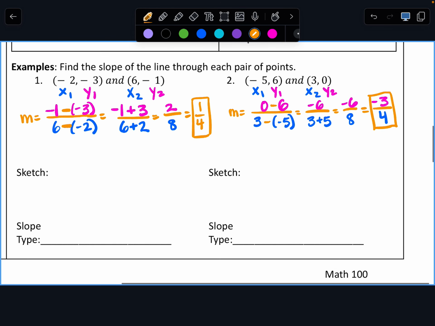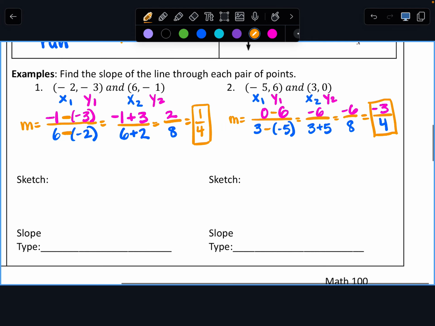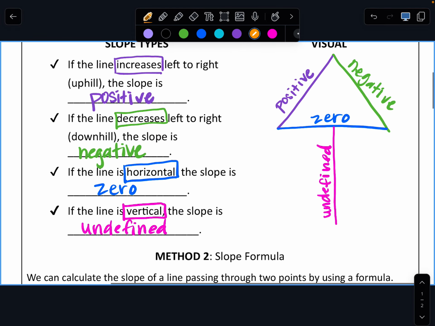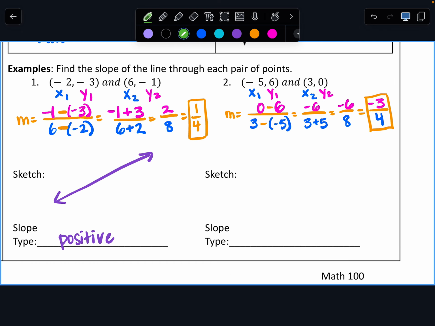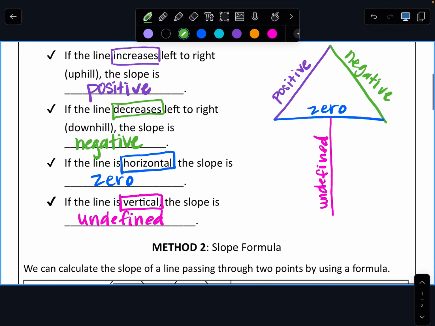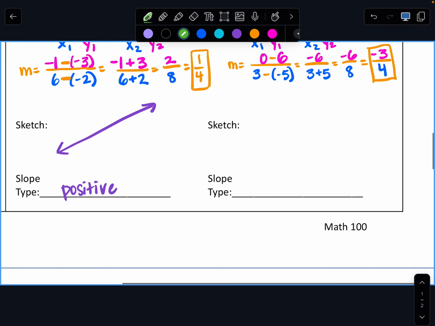Now, let's look at numbers 1 and 2. If my fraction is positive, like in number 1, then I have a positive slope. And that means my line will slant upwards from left to right. Now in number 2, my slope is negative. A negative slope decreases from left to right. So this is going to be a negative slope, and it's going to have a downward slope.